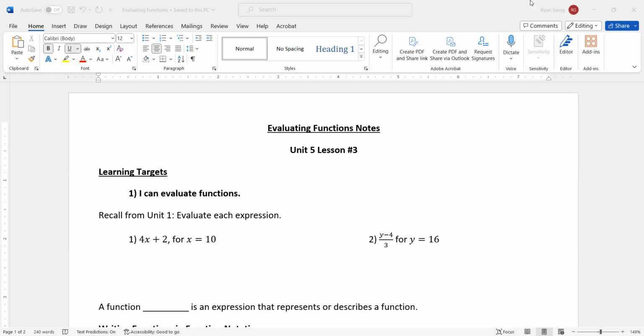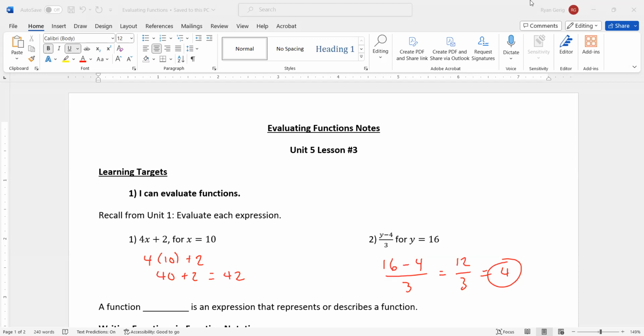And all we did was we replaced the variable with a number that I told you. So for this first one, 4x plus 2, for x equals 10, you just put 10 in for x and figure out what it equaled. So 40 plus 2 gives me 42. Second one, you do the same thing. You put 16 in for y. You follow your order of operations, and you come up with a number. 16 minus 4 first, because it's all part of the fraction. 12 divided by 3 gives me 4.